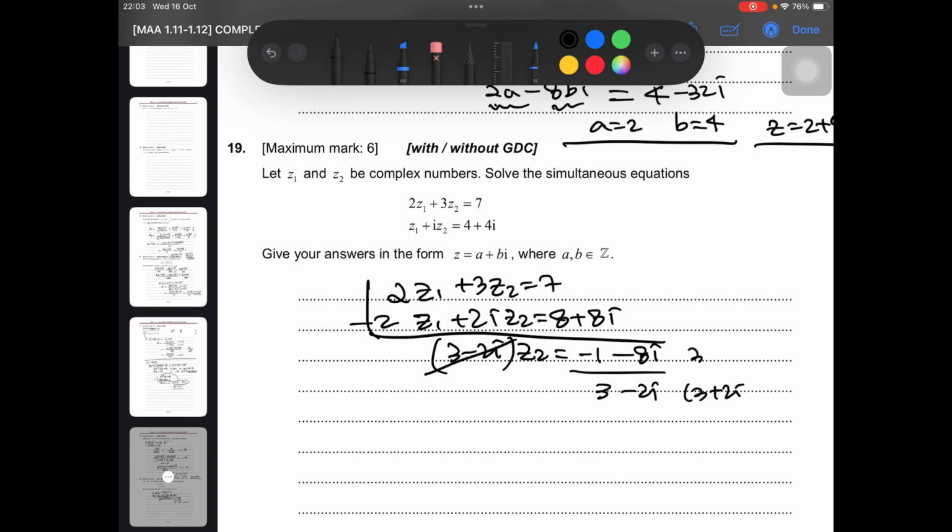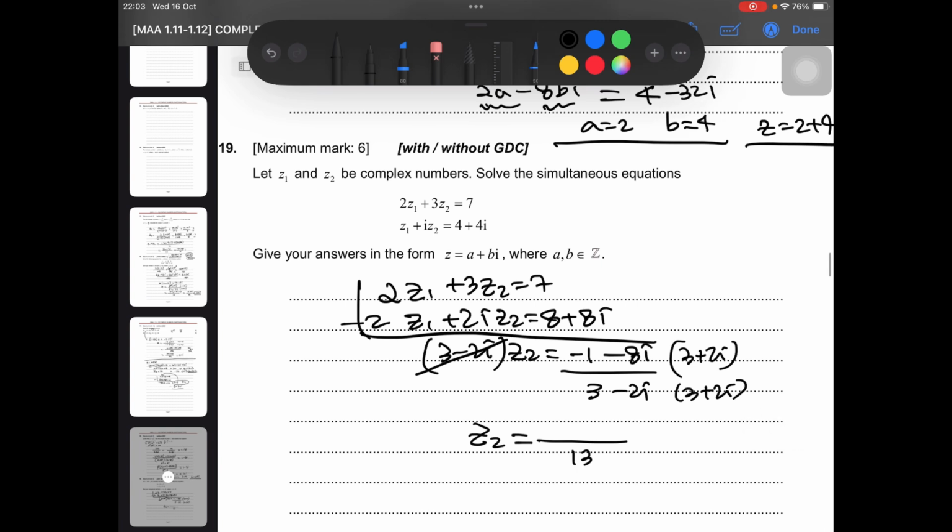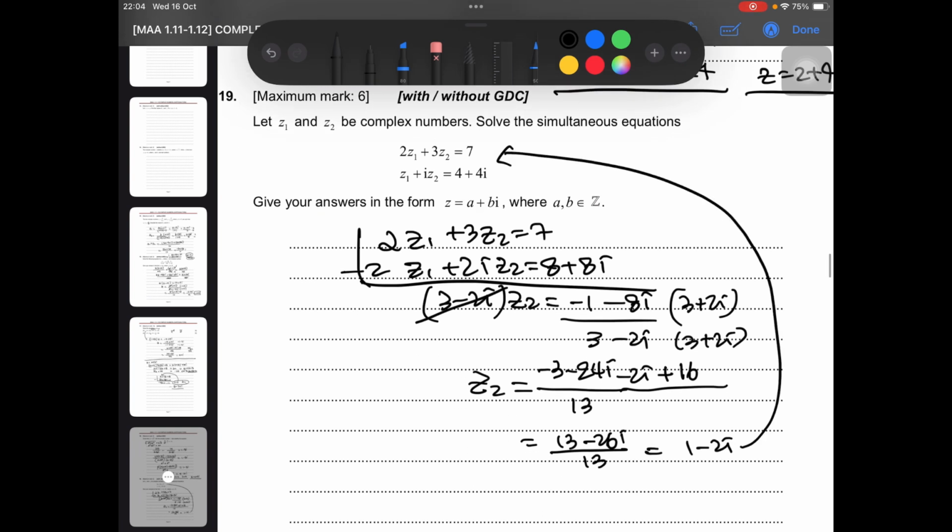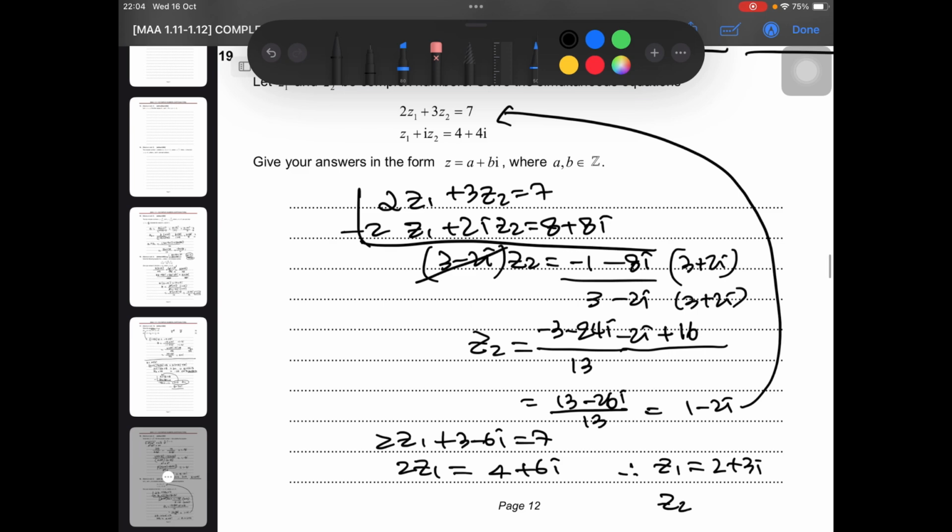So multiply by 3 plus 2i over 3 plus 2i. The denominator is 9 and 4, which is 13. So negative 3, negative 24i, negative 2i, negative 16i squared, which is a positive number. So 13 minus 26i over 13. So 1 minus 2i. If this is z2, then 2z1 plus 3 minus 6i equals 7. So 2z1 is 4 plus 6i. So z1 is 2 plus 3i. And z2 was 1 minus 2i.